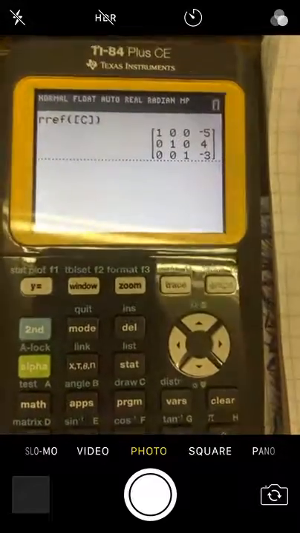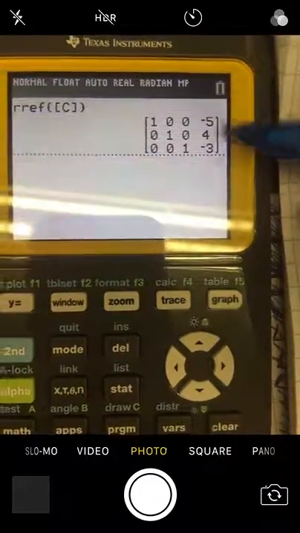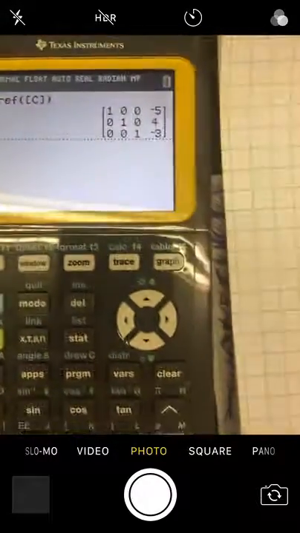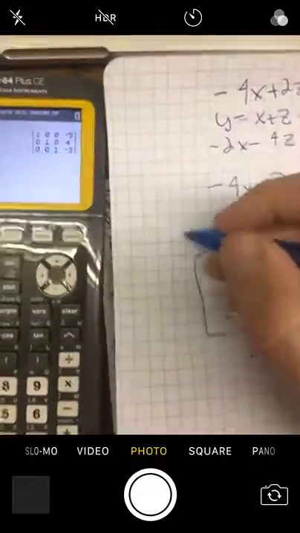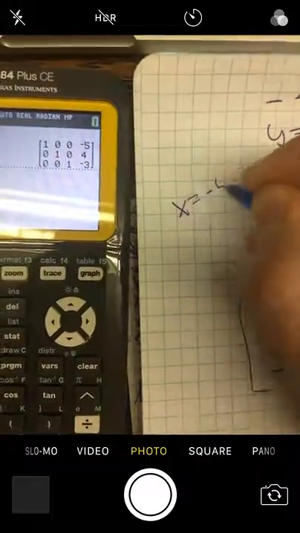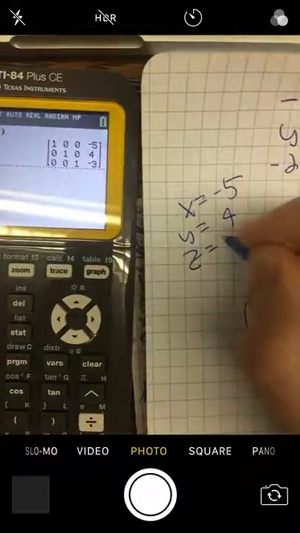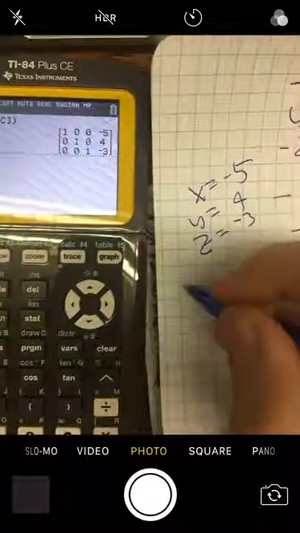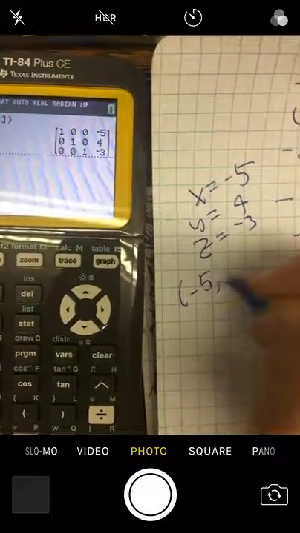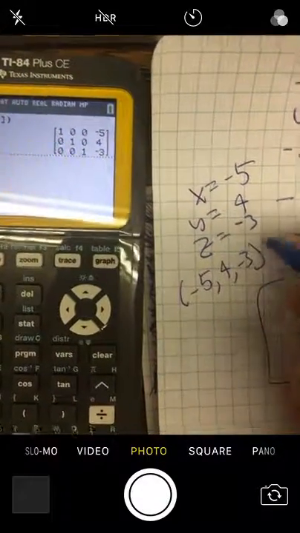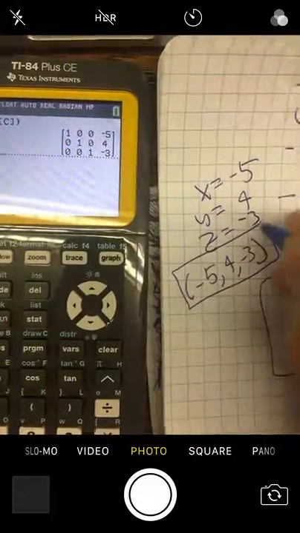And then your answers, your x, y, and z, are these right here, the last column. So just transfer that over here. That means our answers: x equals negative 5, y equals 4, z equals negative 3. That's it. And you might write that answer like this. Is it though? Great.